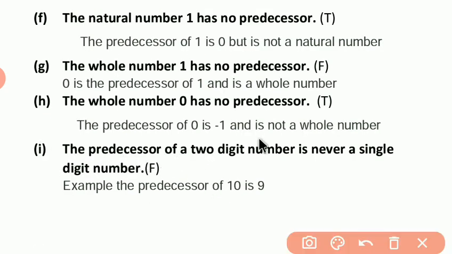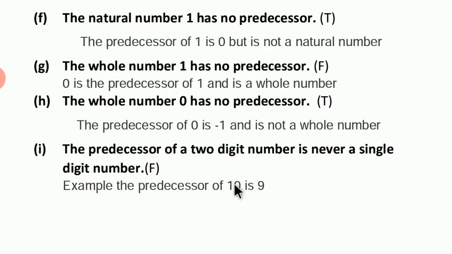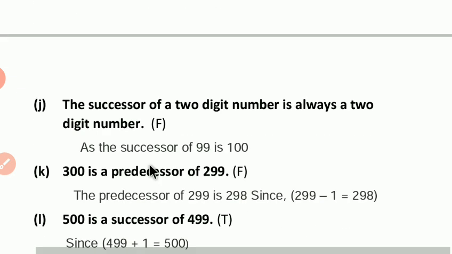I, the predecessor of a 2-digit number is never a single-digit number. Predecessor of a 2-digit number. For example, we have taken here 10. 10 is a 2-digit number. Predecessor means 10 minus 1, the number which comes before 10. So before 10 comes 9, and 9 is a single-digit number. So here it is given that the predecessor of a 2-digit number is never a single-digit number, but the predecessor of 10 is 9, which is a single-digit number. It means it can be possible. So answer will be false.